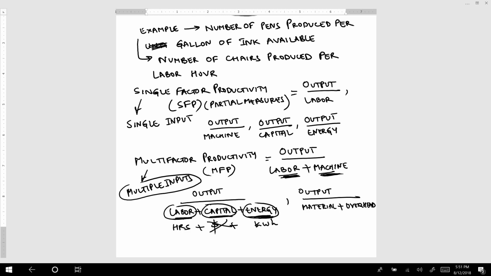So this is wrong. One of the ways you can overcome this problem is to convert all of them into dollar amount. If you can convert labor into dollar amount, capital into dollar amount, and energy into dollar amount, you can bring all of them into a dollar amount and add them. So that's how we will be solving the problems on productivity.